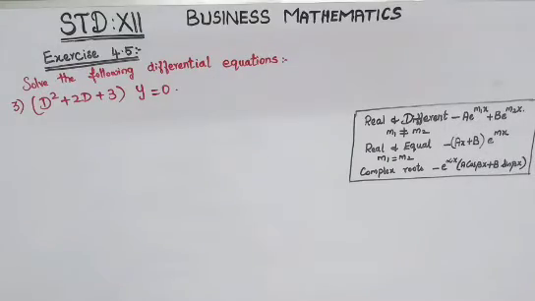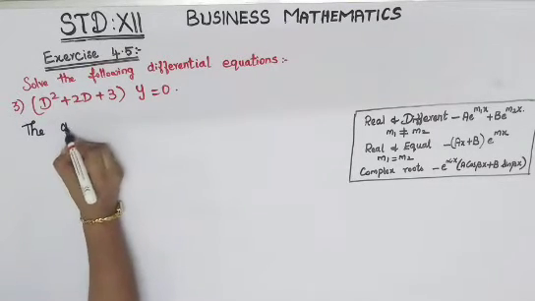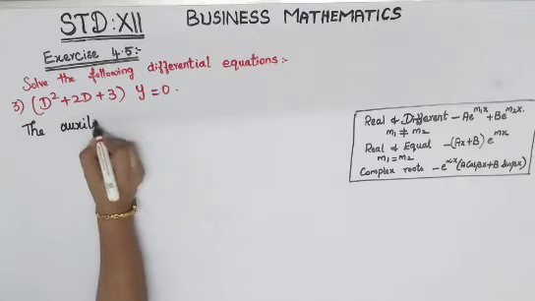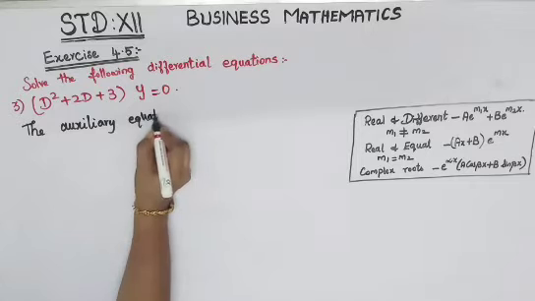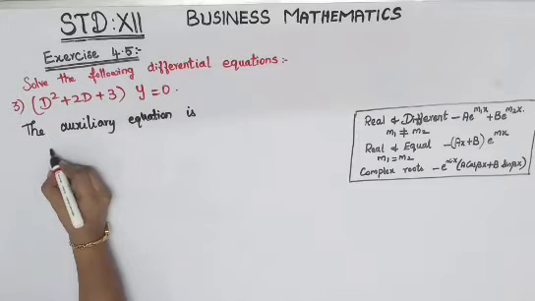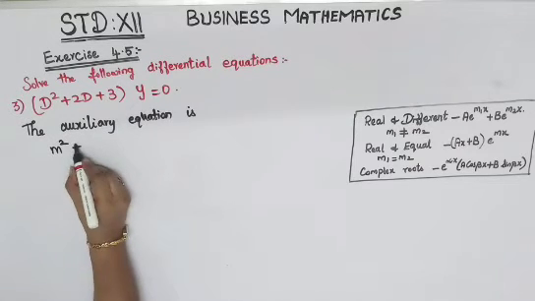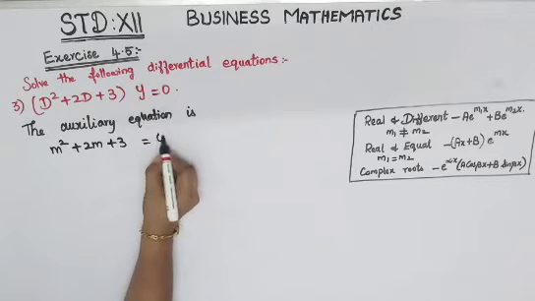Third question, (D square plus 2D plus 3) into y is equal to 0. So they have given in the format of capital D itself. So straight away you can go to your auxiliary equation. Therefore the auxiliary equation is, you have to convert your question to m format. Okay, that is m square plus 2m plus 3 is equal to 0.